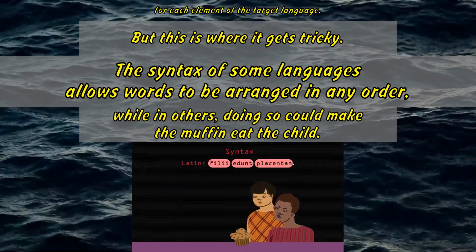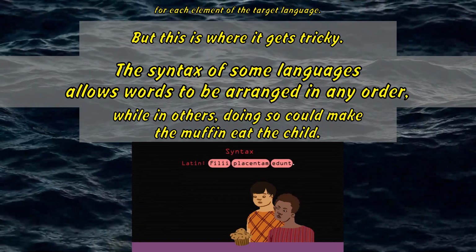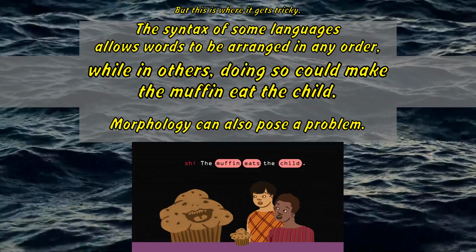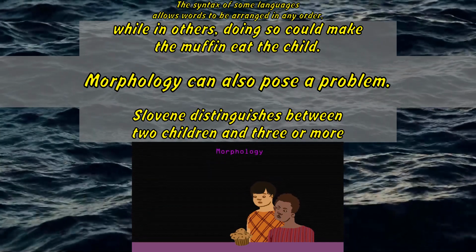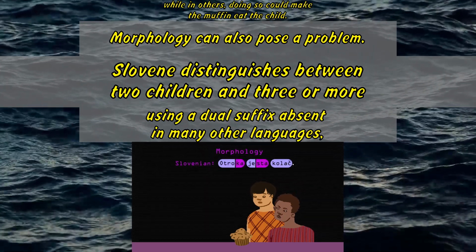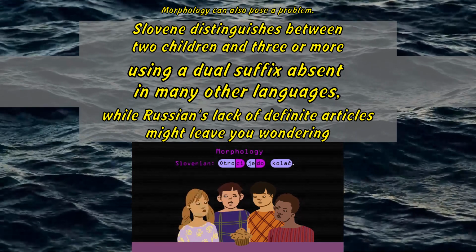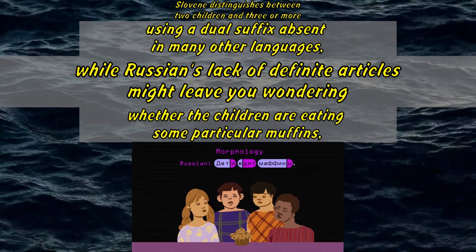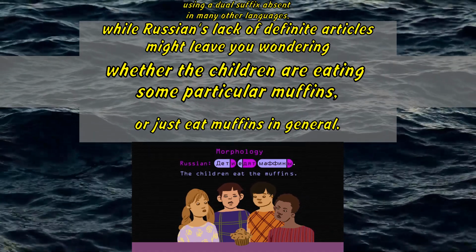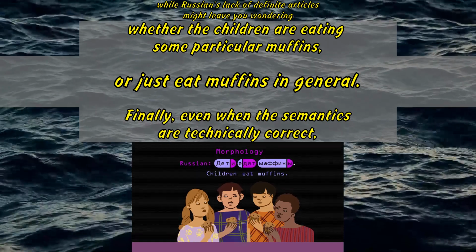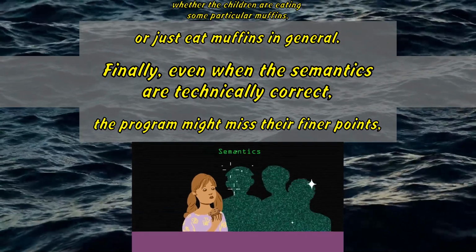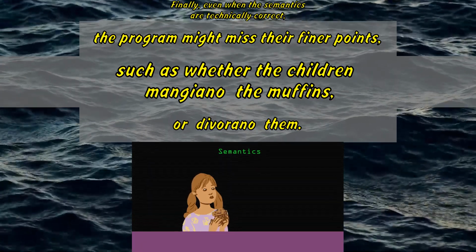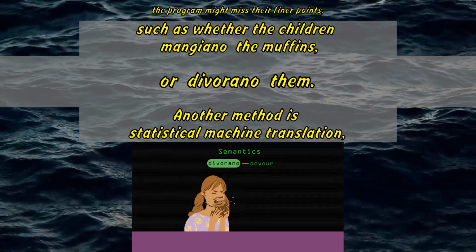The syntax of some languages allows words to be arranged in any order, while in others, doing so could make the muffin eat the child. Morphology can also pose a problem. Slovene distinguishes between two children and three or more using a dual suffix absent in many other languages, while Russian's lack of definite articles might leave you wondering whether the children are eating some particular muffins or just eat muffins in general. Finally, even when the semantics are technically correct, the program might miss their finer points, such as whether the children mangiano the muffins or divorano them.